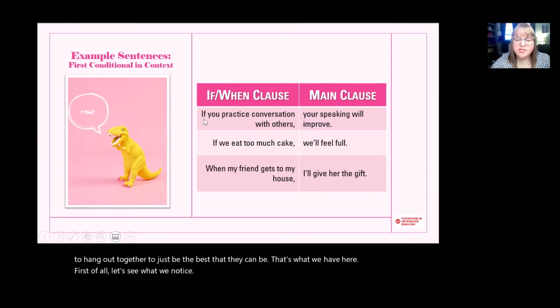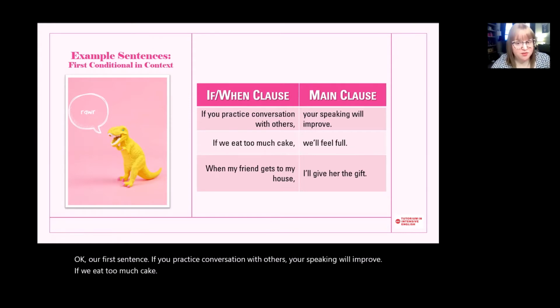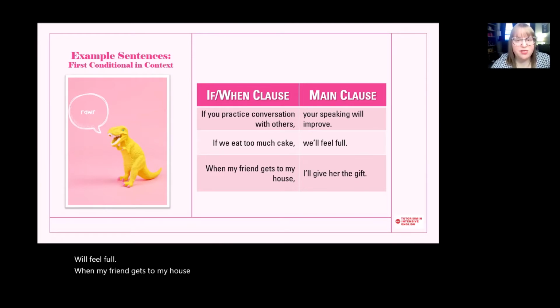Okay, our first sentence: If you practice conversation with others, your speaking will improve. If we eat too much cake, we'll feel full. When my friend gets to my house, I'll give her the gift. So, what do we notice?